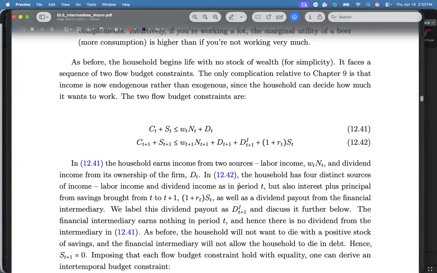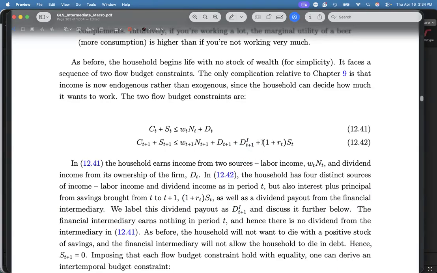DI is something interesting that we haven't done yet. I'm sorry, this is gonna be dividend payout from the financial intermediary. That's this one. Dividend payout from the international financial intermediary, which we label as the superscript I. So we will introduce a very, very simple financial sector here, which will be essentially our connection to the demand and supply for loanable funds. So that's this one, DI.